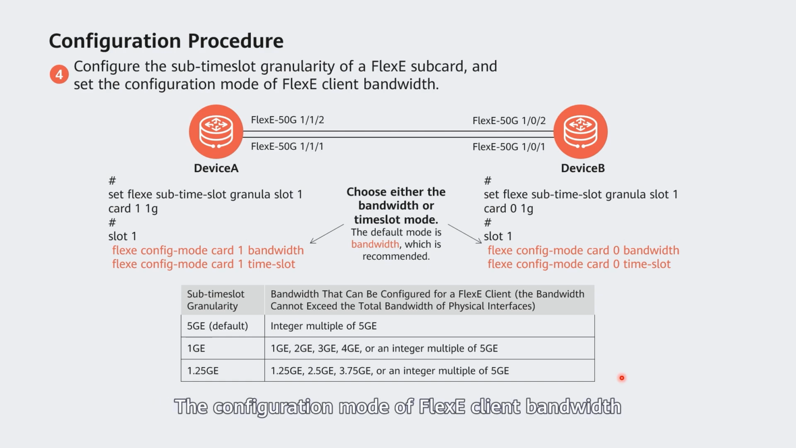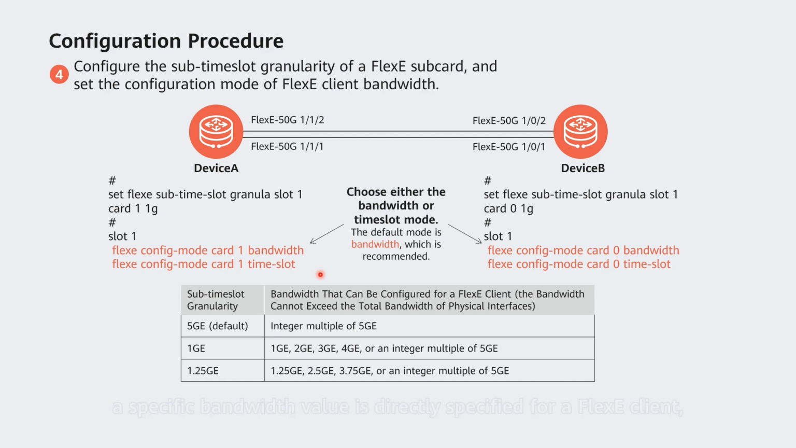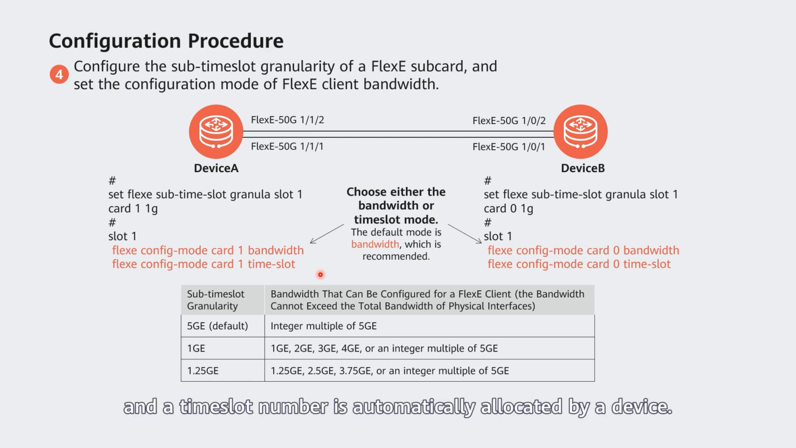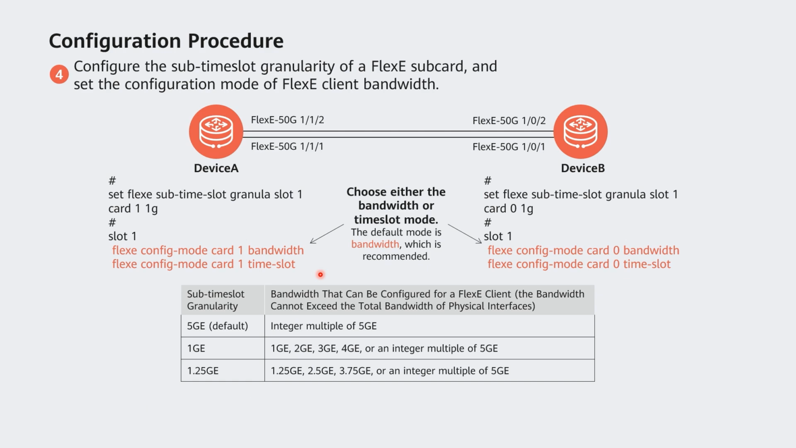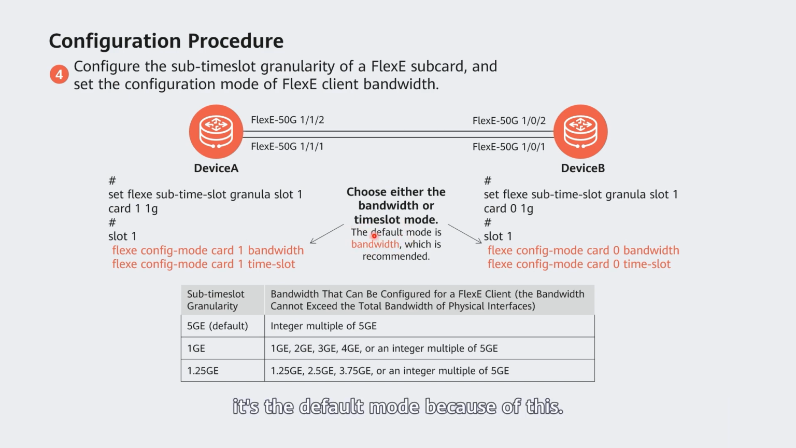The configuration mode of FlexE client bandwidth can be timeslot binding or bandwidth. In timeslot binding mode, a timeslot number is directly specified for a FlexE client to form a corresponding bandwidth. In bandwidth mode, a specific bandwidth value is directly specified for a FlexE client, and a timeslot number is automatically allocated by a device. Bandwidth mode is recommended because it's more flexible and convenient. It's the default mode because of this.